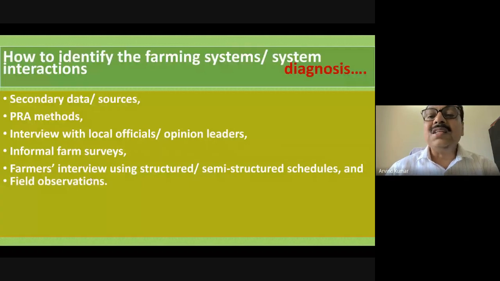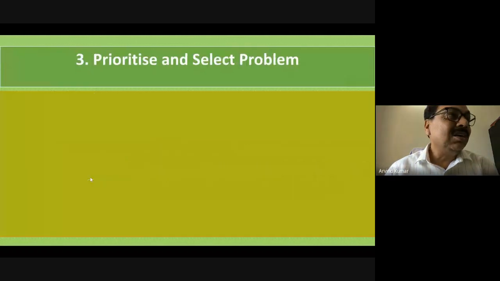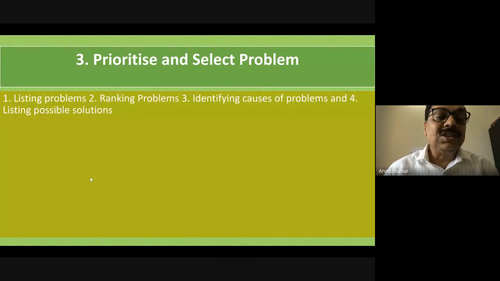Then prioritize and select the problem. You come across the various problems that are available there, but all problems you are not going to solve. So you have to prioritize the problems, and after prioritizing, select one or two problems as per your resources available. So first you have to list the problems, then rank them, identify causes of problems, and list possible solutions. So how this problem can be solved.